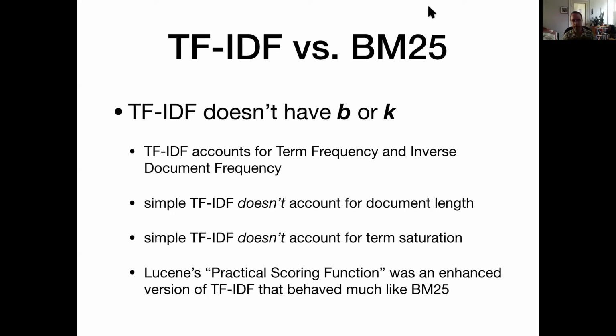Lucene introduced BM25 as the default similarity as of version 6. And before that, there was something called the practical scoring function, which was basically an enhanced version of TF-IDF that sort of hacked TF-IDF to make it behave very much like BM25. And because of this, I think that the difference one might have observed when Lucene introduced BM25 as the default was probably less dramatic than it would have been if Lucene had been using the raw naive version of TF-IDF.